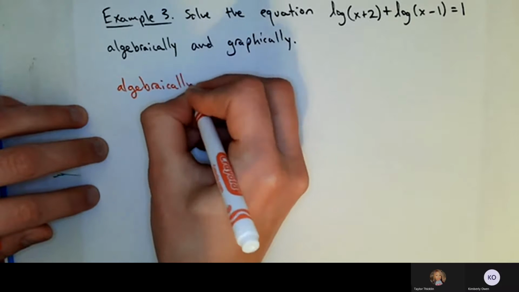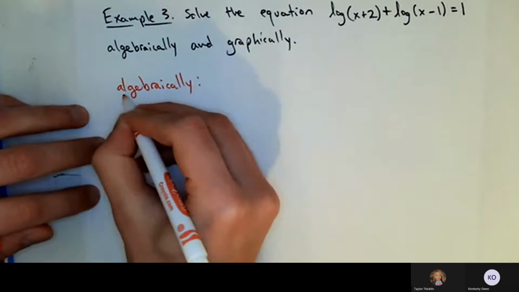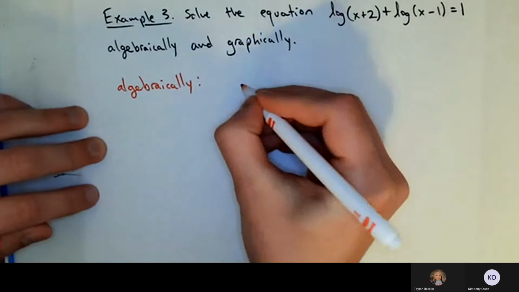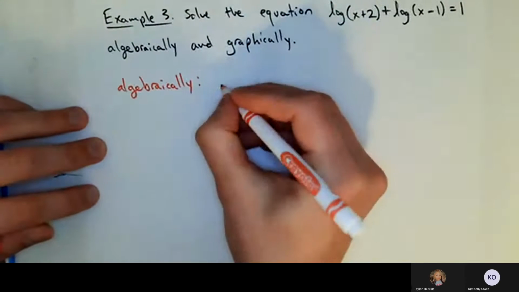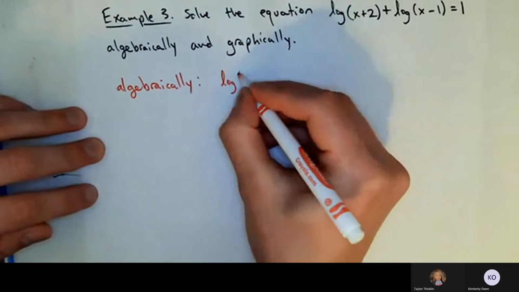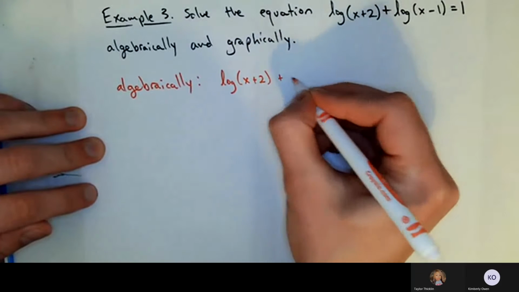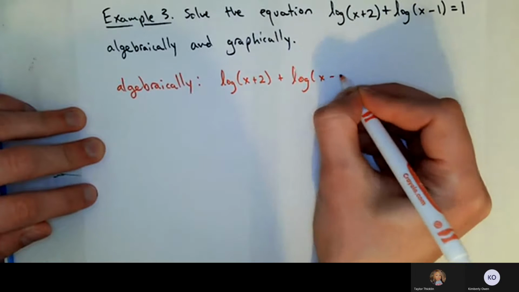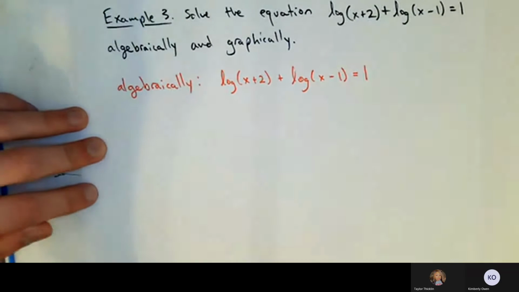which means just by the normal method, well, normal meaning you write down the equation and you try to solve for x using algebra. So log of x plus 2 plus log of x minus 1 is equal to 1.